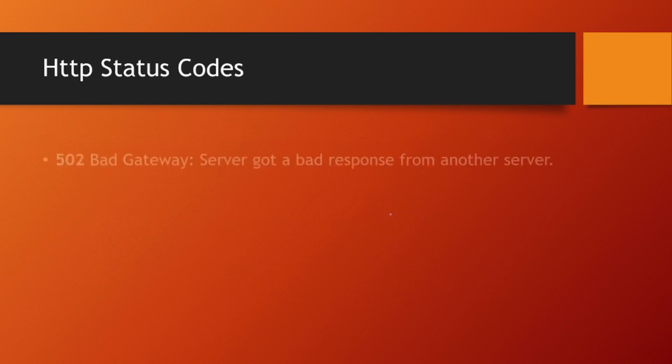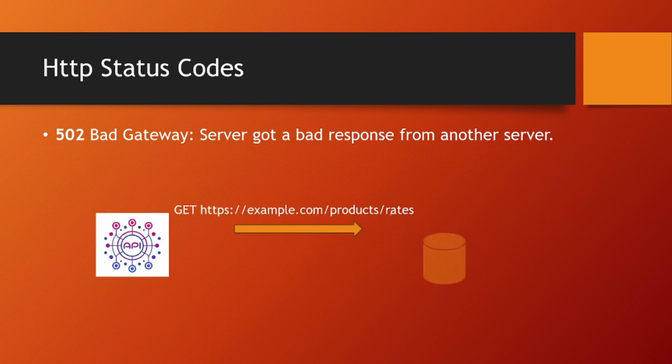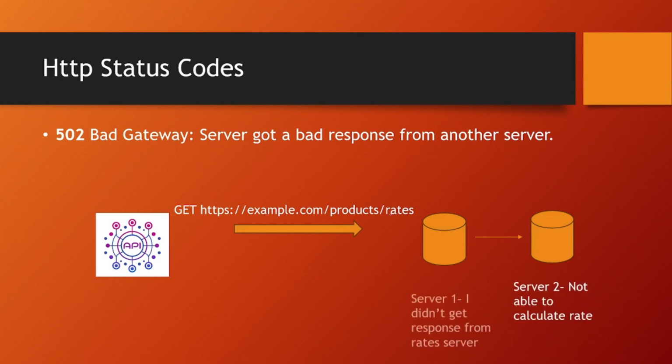So next comes 502 bad gateway. So what is bad gateway? Sometimes in your request flow, one server calls another server. You give a request to one server, and that server is again going to a different server. You can take this example: I'm sending a request to get the rates of a product. Server 1 will send a request to server 2, but server 2 for some reason is not able to calculate the rate and doesn't give back the response to server 1.